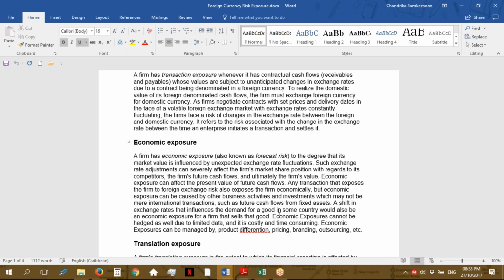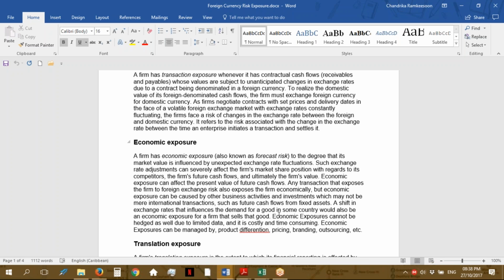Now, you see, a simple example: if a firm trades with another firm in another country, and in addition to this firm there are other firms trading as well, and one of the countries, the one that we are using, starts to experience increases in their costs at home, which makes their product economically less attractive. Then that would be an example of economic exposure.